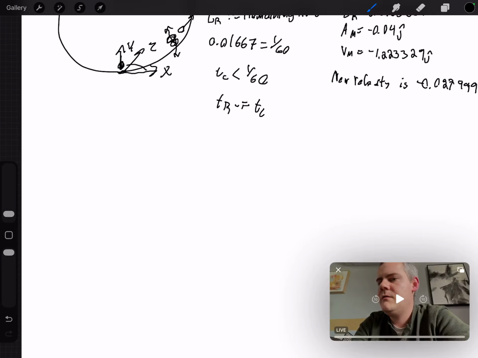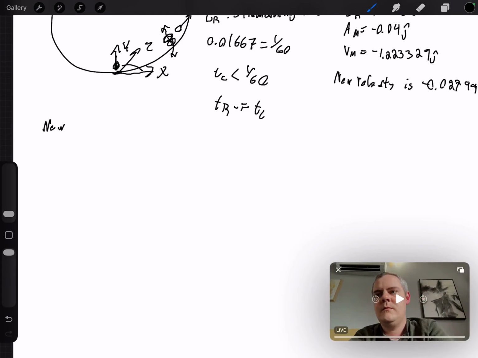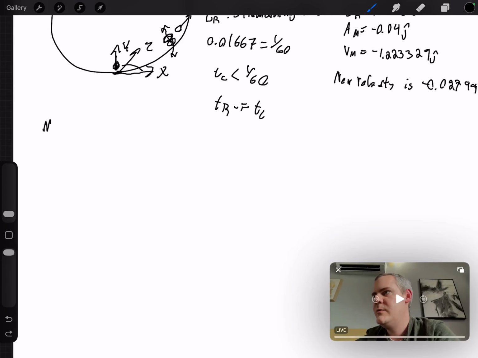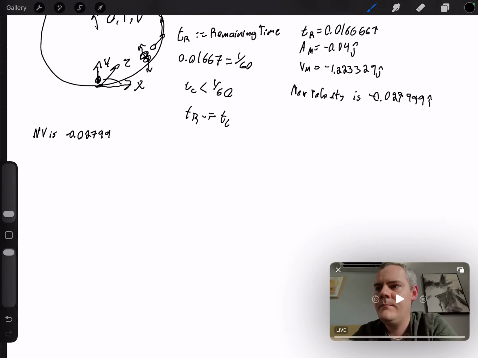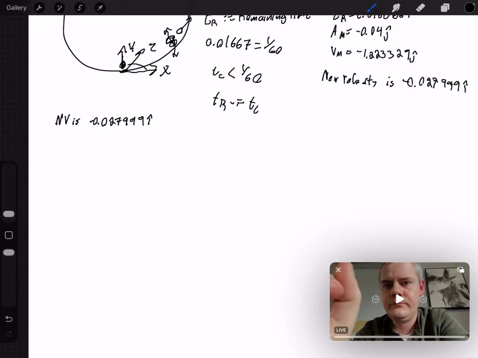So I'll write it out. I'll make these briefer. This isn't my code, so I don't need it to be readable. I need it to be brief. New velocity is negative 0.02799, which is wrong. Let's look at the equation.